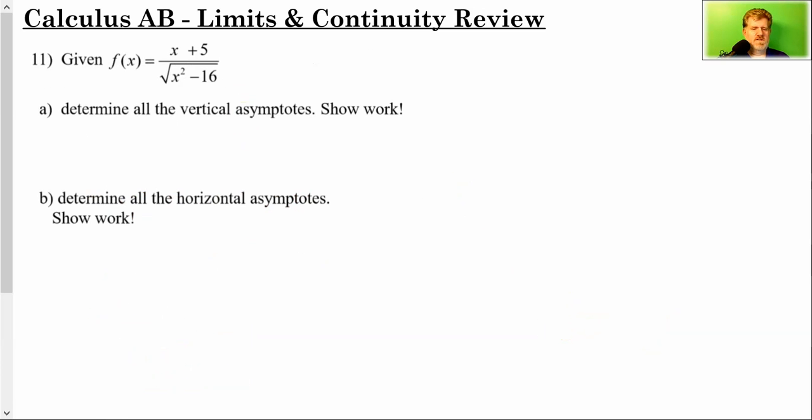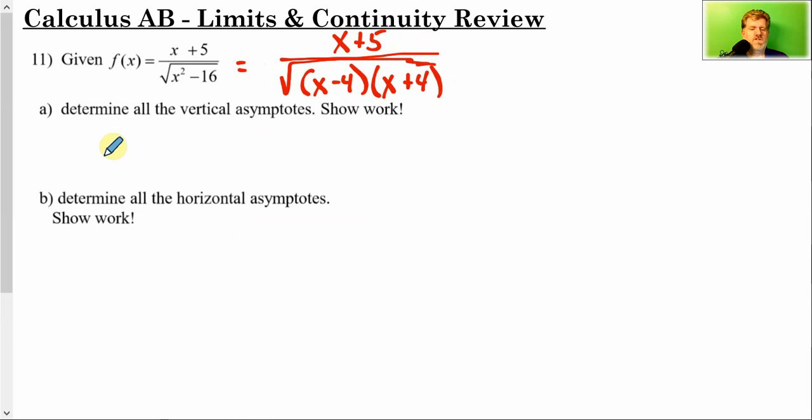Number 11 here. Determine vertical and horizontal asymptotes. Verticals are pretty easy. You have to make sure the denominator doesn't equal 0. Well, in this case, x minus 4, x plus 4. It doesn't really matter that it's under the radical because nothing would cancel with the numerator anyway. So what two values make the denominator equal to 0? Well, you've got negative 4 and positive 4. Those are your two vertical asymptotes because that's what makes the denominator equal to 0.